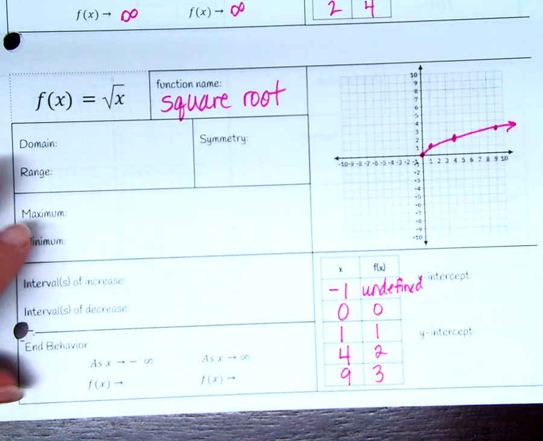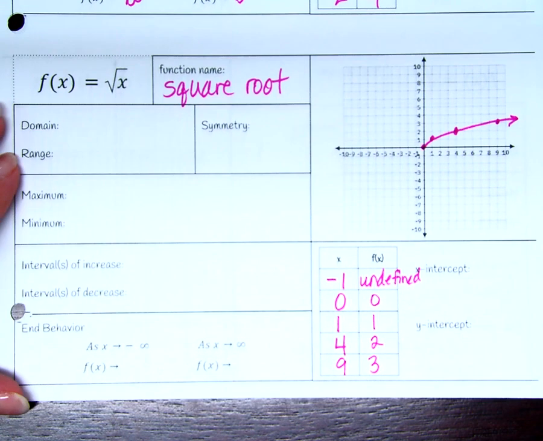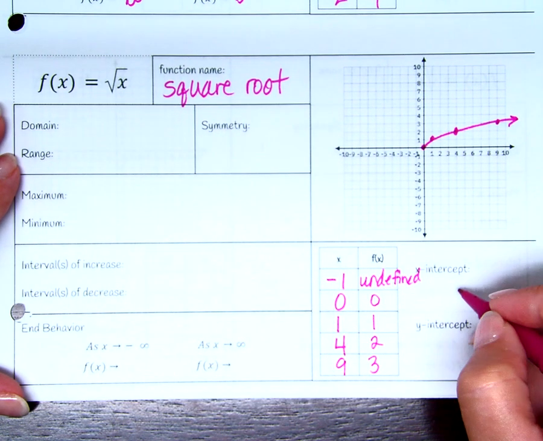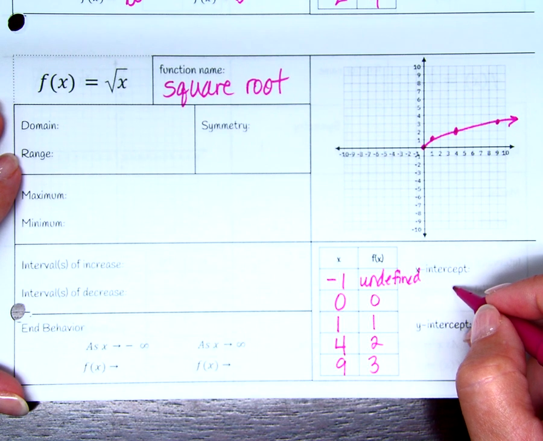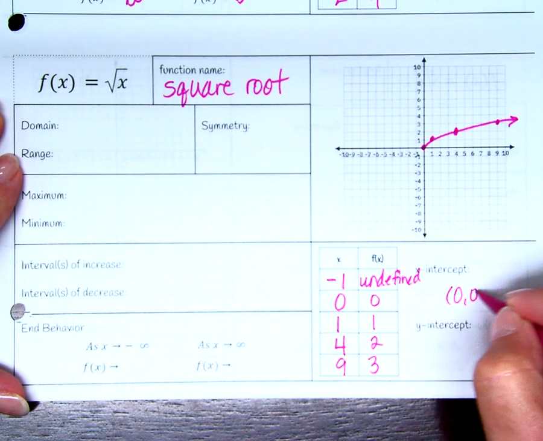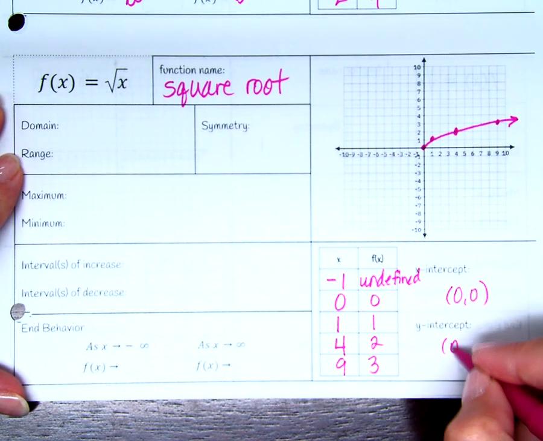Okay? All right, so x-intercept. What's my x-intercept? Where is it crossing the x-axis? 0, 0. And what's my y-intercept? Good.